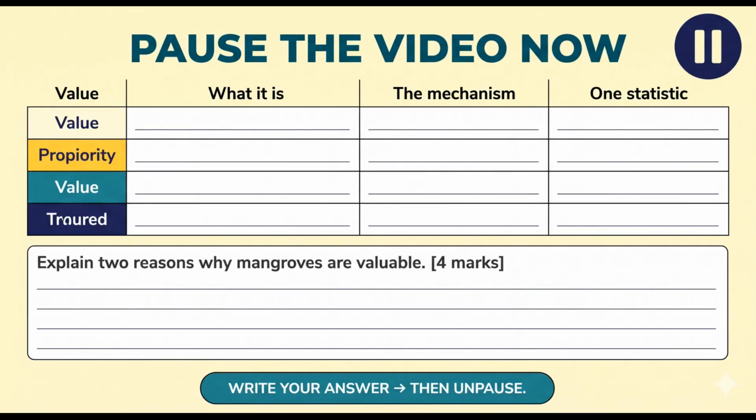Pause the video now. Draw a table with 4 rows, 1 per value, and 3 columns: what it is, the mechanism, and 1 statistic. Complete the table for all 4 values. Then try to write a full answer to this question without looking at your notes. Explain 2 reasons why mangroves are valuable. 4 marks. Write your answer using this structure: value, mechanism, evidence. Pause now. When you are ready, unpause for the model answers.